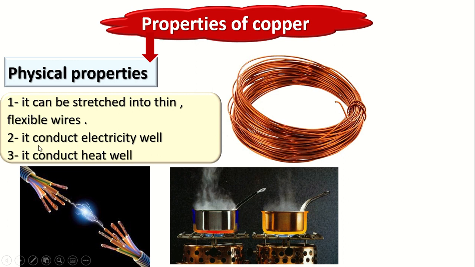So conduct means transfer. Why are we using the copper in wires? Because it can conduct electricity well. Number three, it also conducts heat well. Sometimes we make cooking pans of copper. Why do we make them of copper? Because the copper can conduct heat.